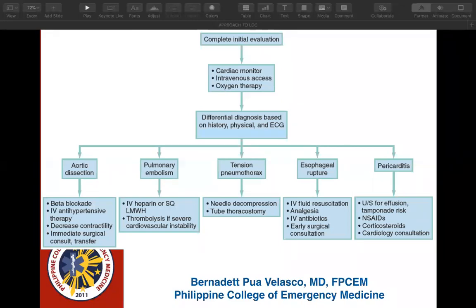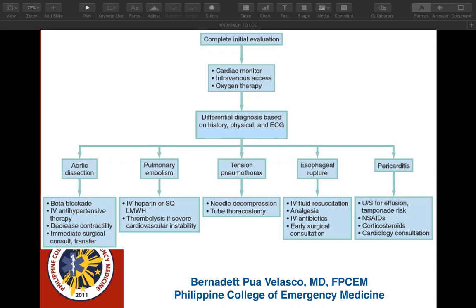So again, you need to do a complete initial evaluation of the patient. You need to get a history of the patient and a complete physical examination of the patient having chest pain. Then you attach the patient to a cardiac monitor, get an IV access, and give oxygen therapy if indicated. Now you look at your 12-lead ECG, if it's cardiac in origin or not. So your differential diagnosis will be based on your history, your physical examination, and the result of your 12-lead ECG.